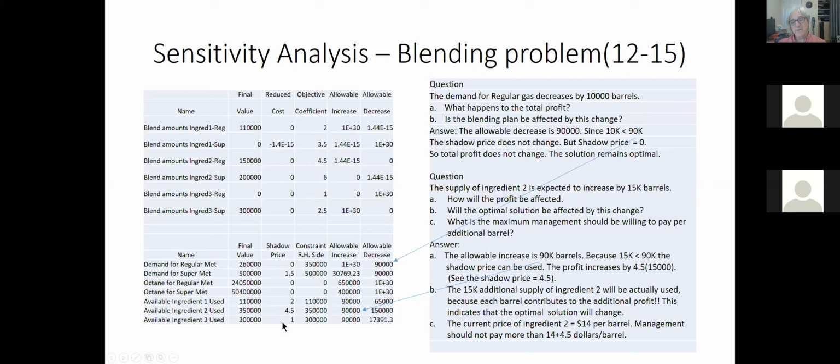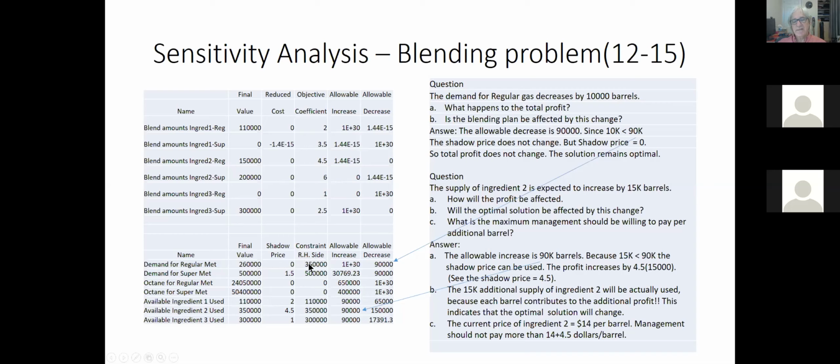But when it comes to the constraints, here we don't have any unusual phenomenon, and therefore I'm going to focus on that. The demand for regular gas decreases by 10,000 barrels. First thing you need to do, identify in the model where is the change going on. So we are talking demand for regular gas, demand for regular gas is here. So this is the constraint that is changing. What value is changing? The right-hand side. This is the one that is changing.